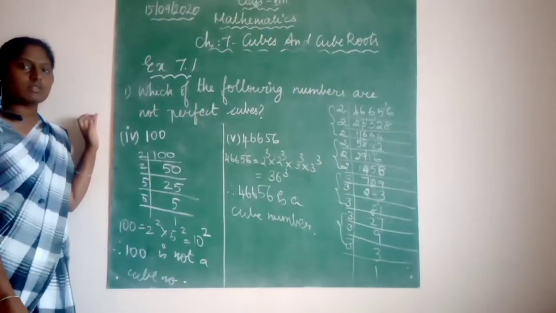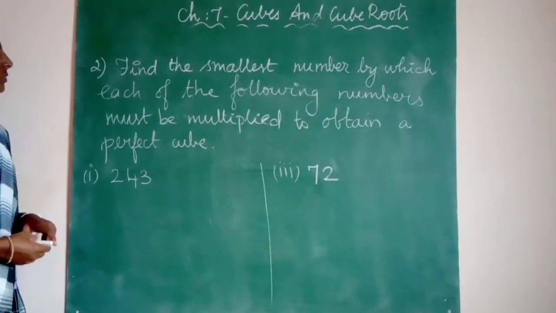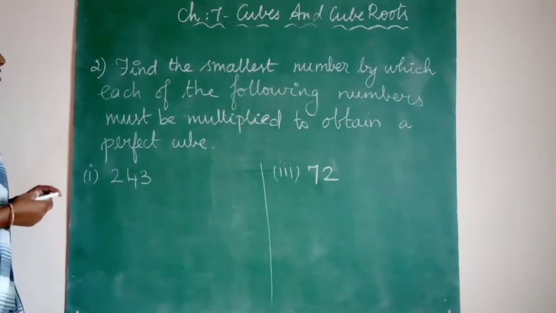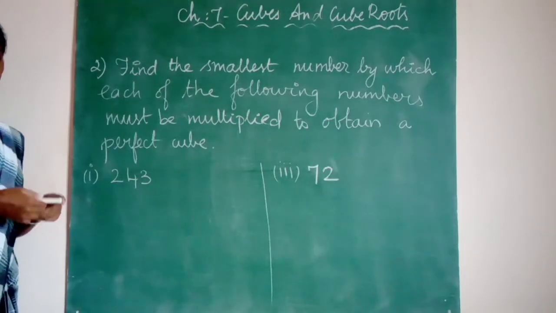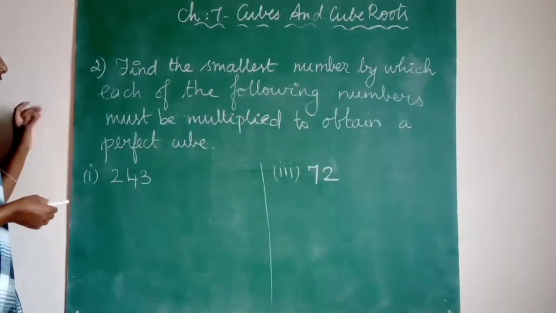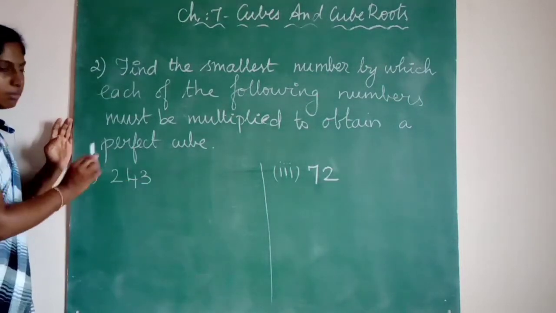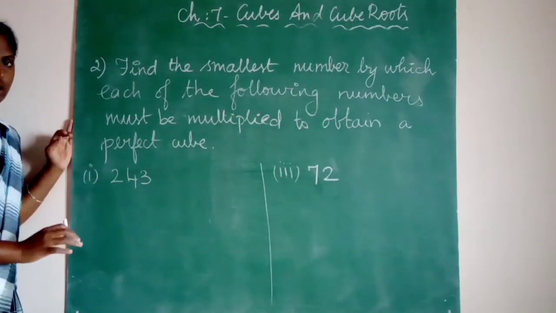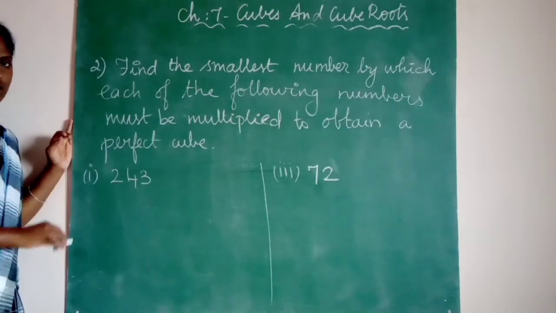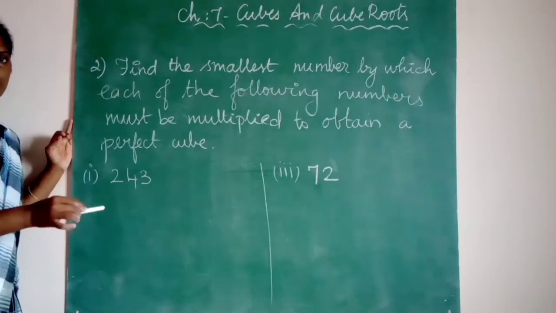Clear, children? Look at the next question. Find the smallest number by which each of the following numbers must be multiplied to obtain a perfect cube. Here we have to find whether this number is a perfect cube or not. First we have to do prime factorization. Then we have to see which number is left without a group of 3.